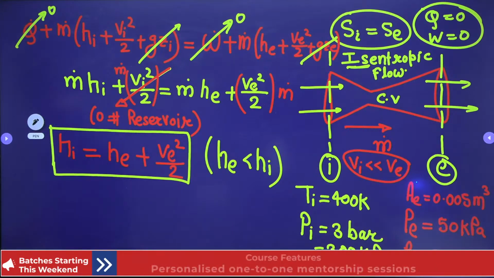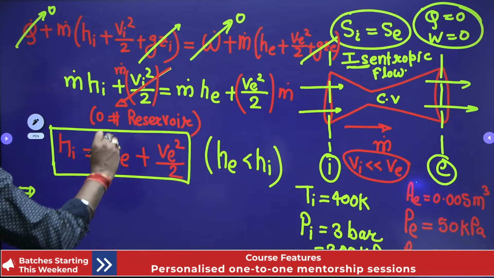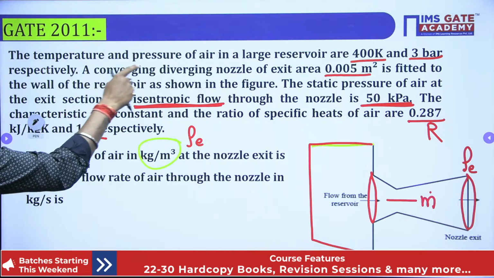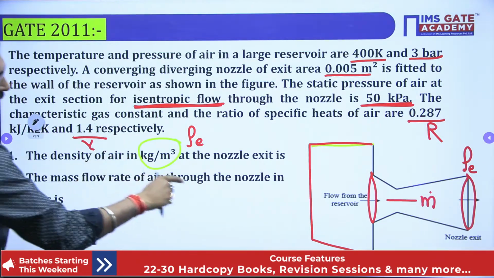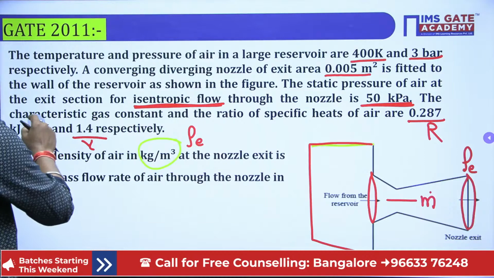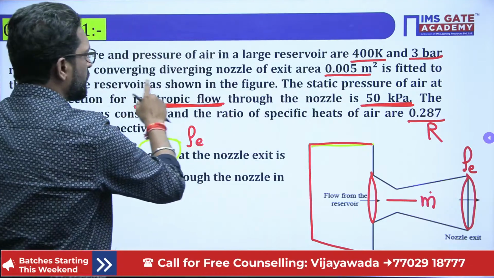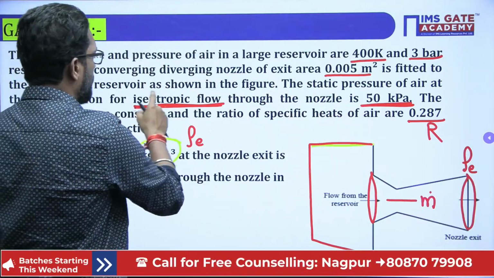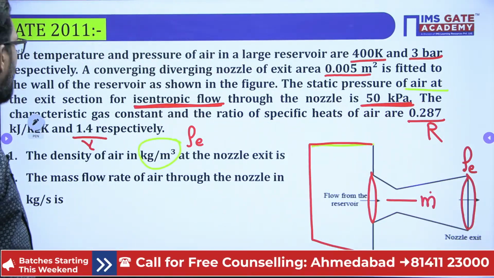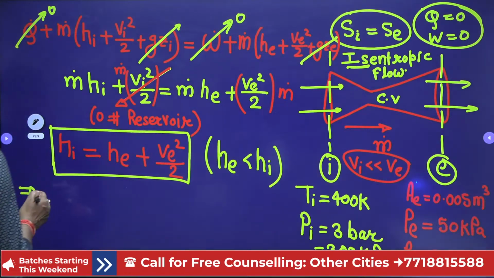Now we have to put all these values. There is air. What is the fluid? The fluid is flowing from the reservoir through the converging-diverging nozzle. The temperature and pressure of the large reservoir are given, and the converging-diverging exit area is fitted to the wall of the reservoir as shown in the figure. This is air, the static air, and we need the pressure of air at the exit section. That means it acts as an ideal gas.